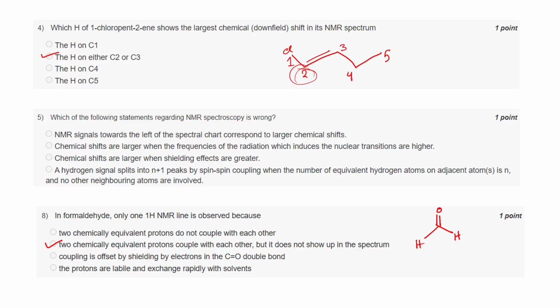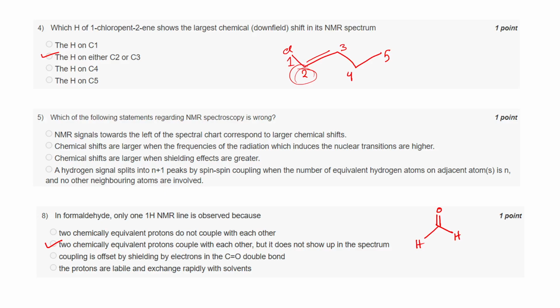Then, a hydrogen signal is split into n plus 1 peaks by spin-spin coupling when the number of equivalent atoms on the adjacent atom is n and no other neighboring atoms are involved. So that's what it is, right? N plus 1 peaks. Why is it not 2nI plus 1? Because I is half for proton. So 2 into half is 1, and n is the number of peaks.